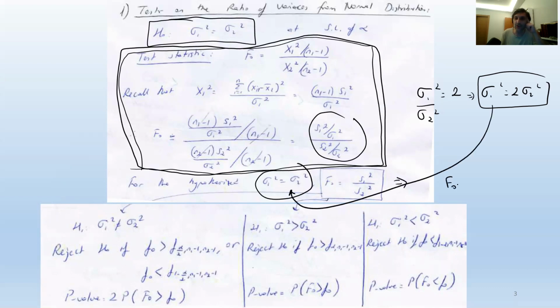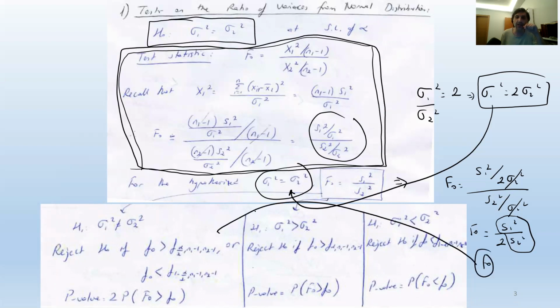So the F0 value would have been equal to S1 square over sigma 1 square, or let's write, instead of sigma 1 square, 2 sigma 2 square, over S2 square over sigma 2 square. So these will cancel. So the F0 value would be equal to S1 square over S2 square, divided by 2. You would calculate these values from your samples and divide by 2, and you would find the corresponding F0 value and do the calculations or the comparisons here. So be careful about that.